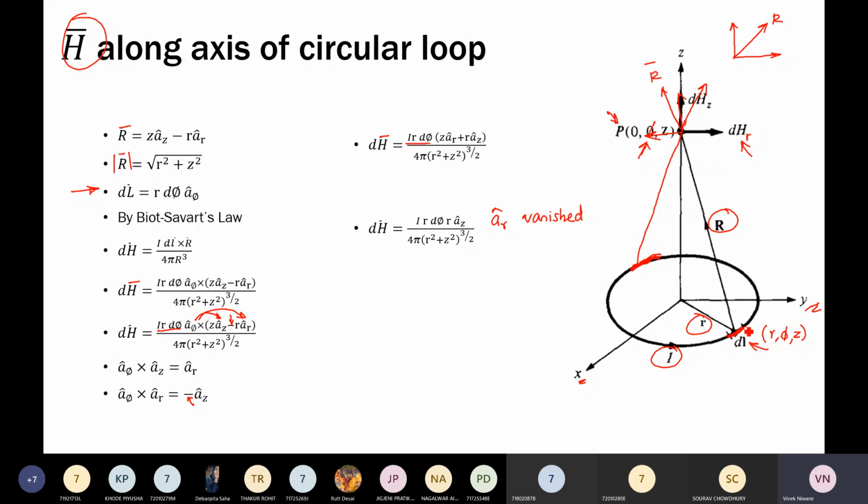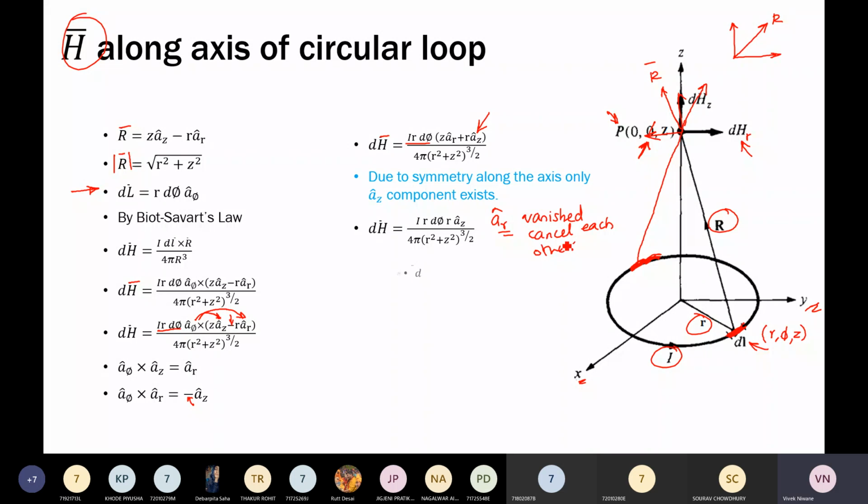Now this radial component is in the opposite direction to the other radial component. Why? Because we have a symmetry here. Just as dL bar is here, dL bar is at the opposite end, and due to these symmetrical components we have opposite radial magnetic field intensity vectors. Since these two vectors are opposite in direction, they cancel out, and we are left with only the z component. So due to symmetry along the axis, only a z component exists and the a_r components cancel each other.